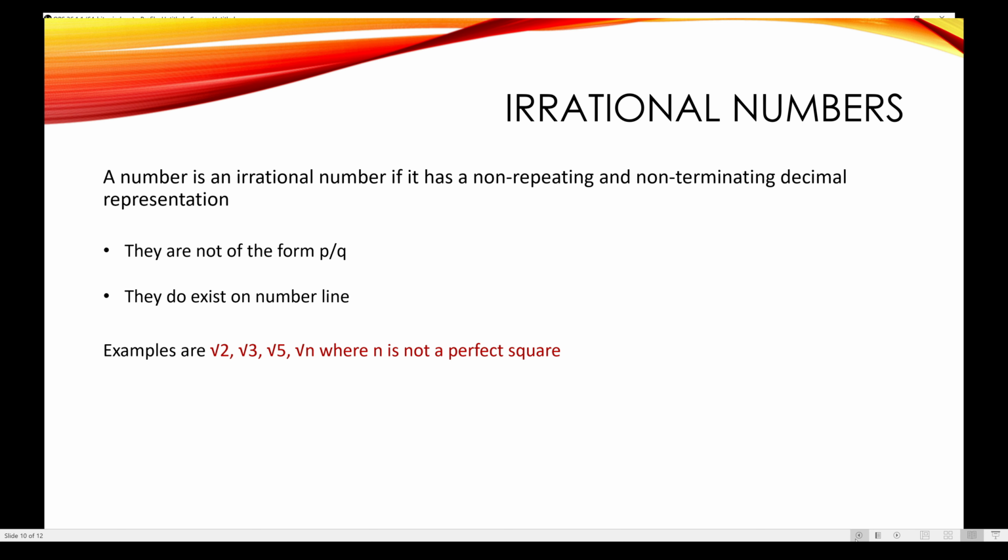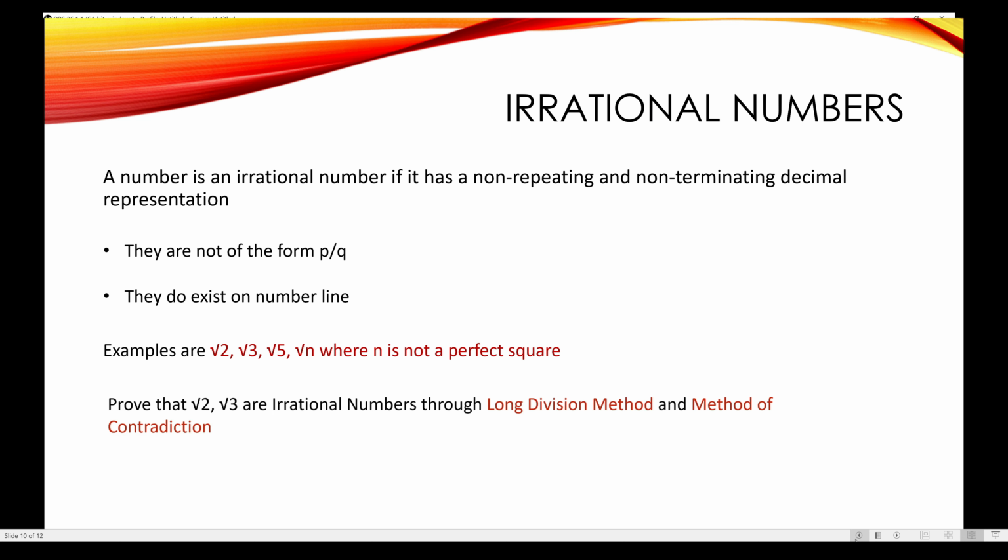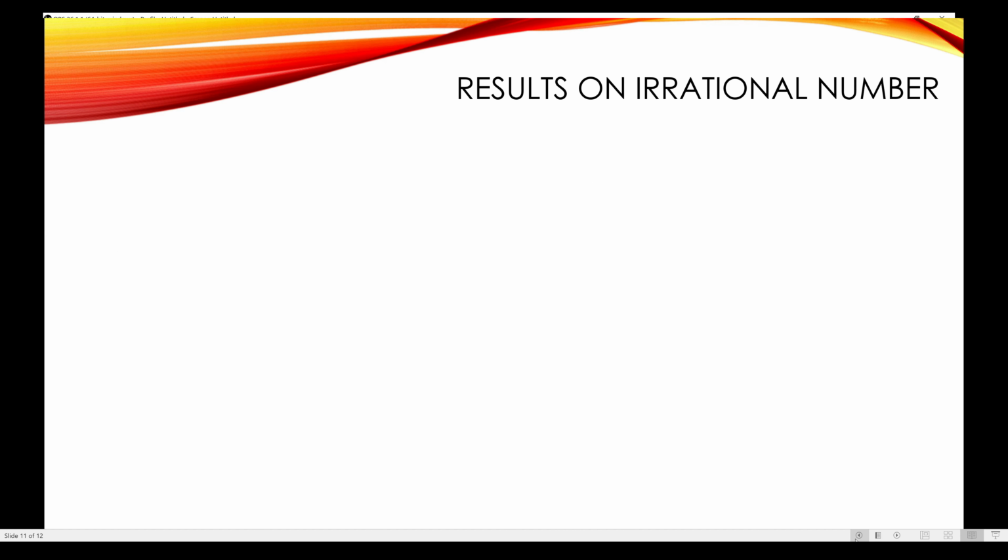Examples are under root 2, under root 3, under root 5 or any under root n where n is not a perfect square. We also saw how to solve questions of the form prove that under root 2, under root 3, under root 5 are irrational numbers. We did this through two methods, long division method and method of contradiction. In method of contradiction, we assumed that the given number is rational and then we contradicted the assumption through reasoning. Today we will go ahead and see some useful results on irrational numbers.